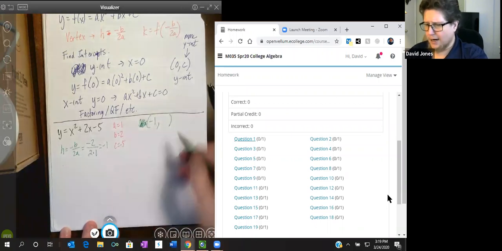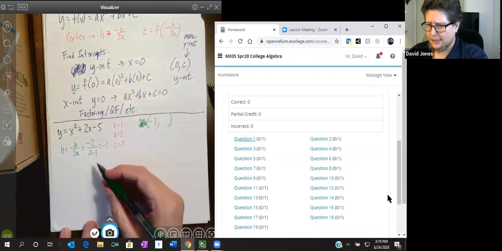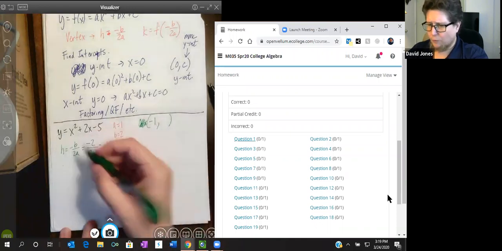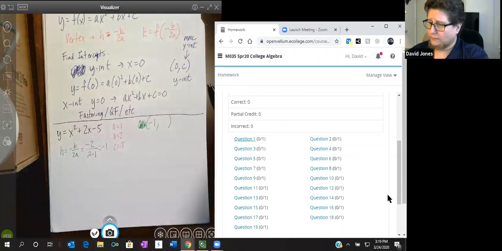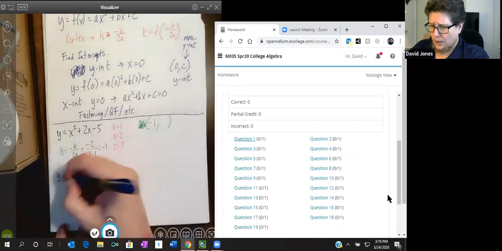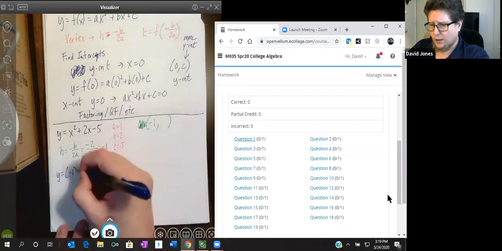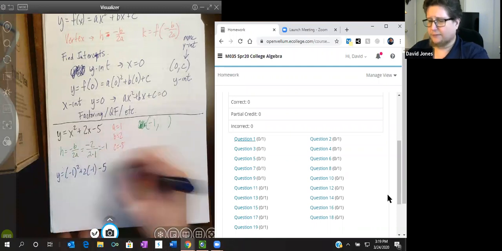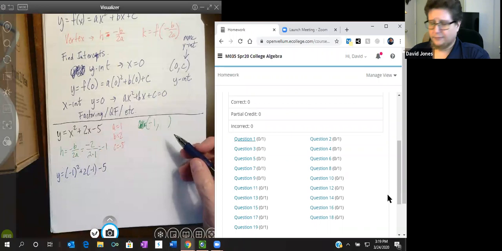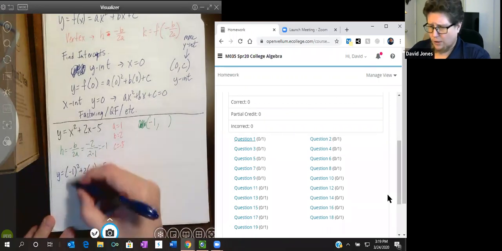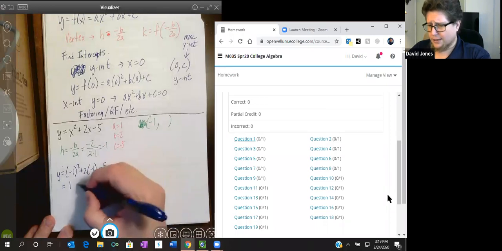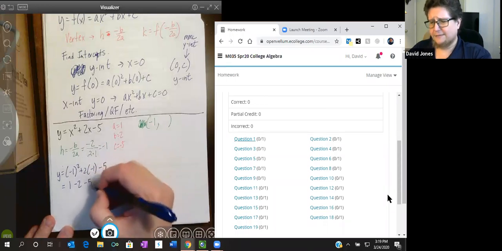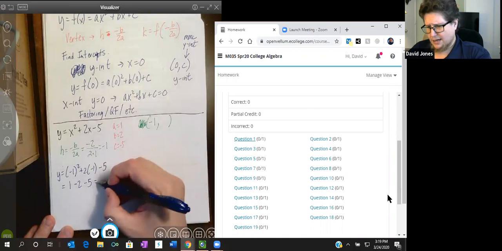Now, if I want to find the y-coordinate of the vertex, I'm going to plug in negative 1 into this problem. y equals negative 1 squared plus 2 times negative 1 minus 5. Negative 1 squared is positive 1. 2 times negative 1 is negative 2, minus 5. This ends up being negative 6.